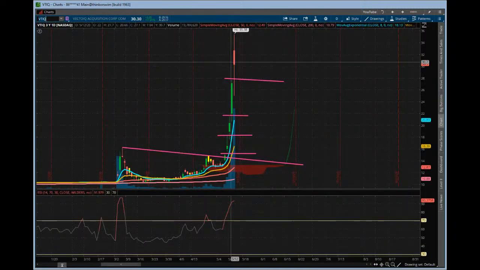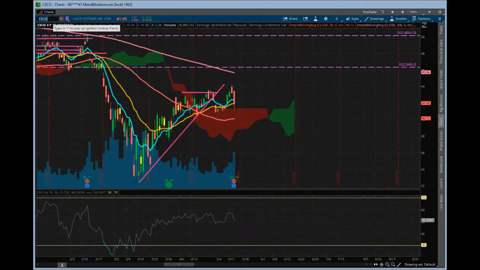Exactly. So just crazy moves right there. Totally parabolic. Big red candle today. Look to see if it gives you any more reversal indications tomorrow. That thing has just been on fire. And then Cisco earnings tonight.